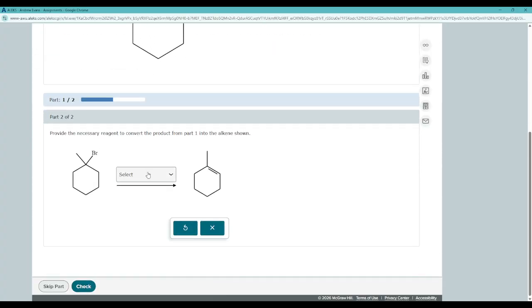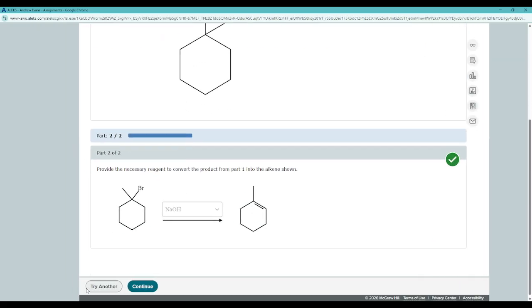How would we get the alkene? Remember, Lindlar's only gets rid of triple bonds, not double bonds. Sodium hydroxide, you might be able to do it, but let's see, I'm trying to think of... hydroxide might work. Yeah, it worked.